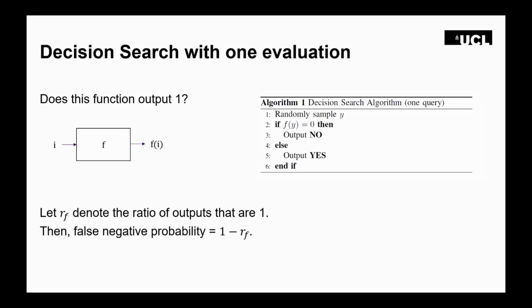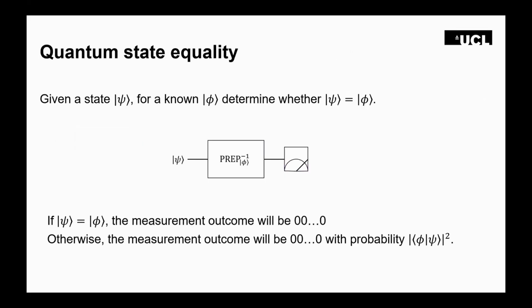So now I've set up the problem on which I would rather start, and I've set up a simple classical algorithm for this problem. Let me tell you what the quantum algorithm looks like. It's a lot nicer than the Deutsch Jozsa algorithm. Before I can talk about it, I need to introduce the subroutine called quantum state equality.